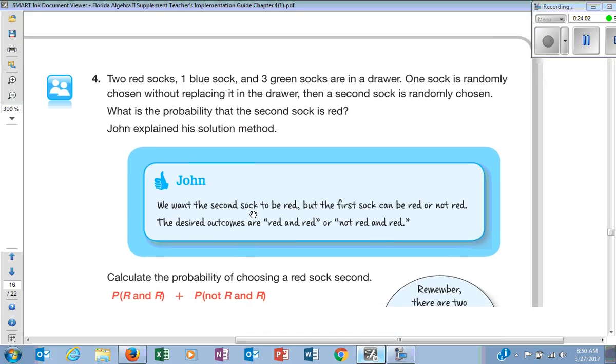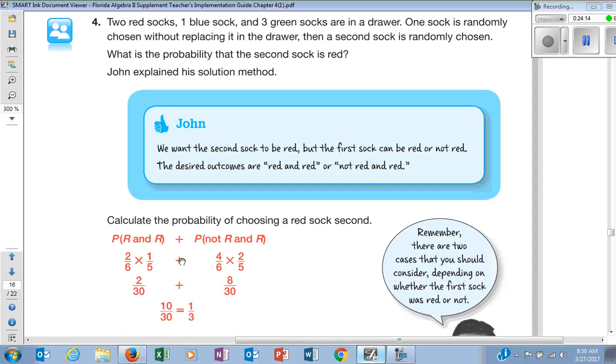So here's what he did. He calculates the probability of choosing a red sock and a red sock. He counts the probability of a not red sock and a red sock, and then you add those 2 together.